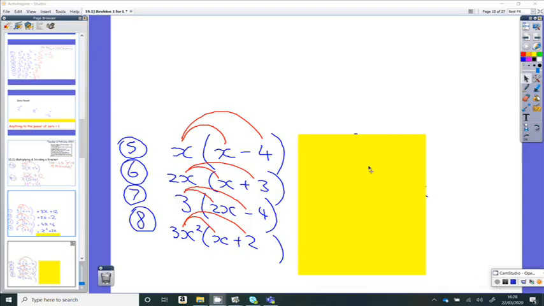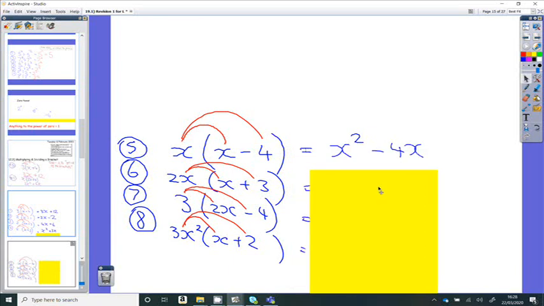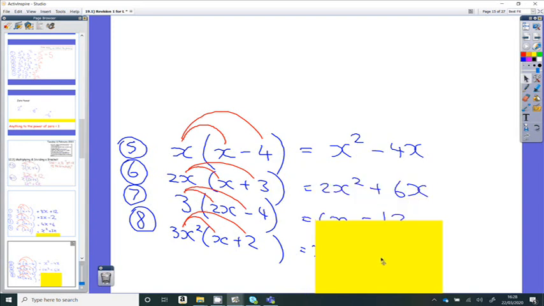So some more for you to have a go at. So pause the video. So x times x is x squared, x times minus 4 is minus 4x. Now 2x times x, that's 2 times x times x. So that's 2x squared. Get the sign right, it's going to be a plus. 2 times x times 3, or if you like 2 times 3 times x, so 6 times x. Then 6x minus 12. Now be careful with this one. 3x cubed plus 6x squared.